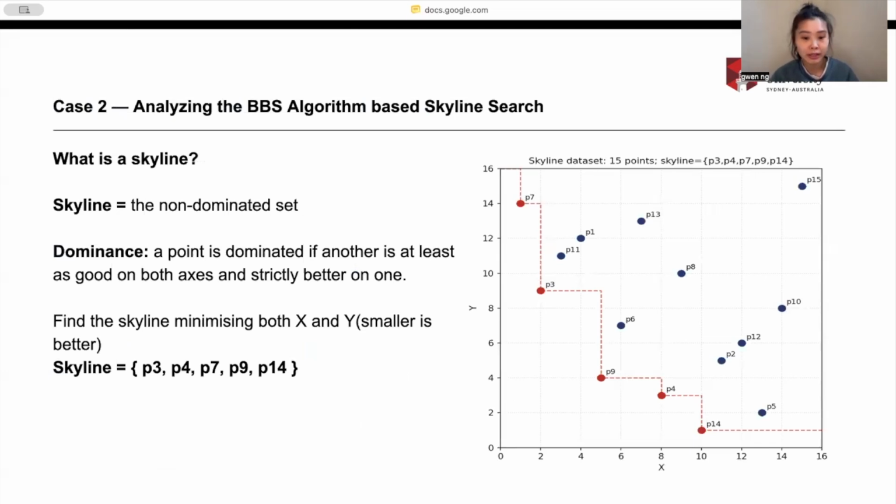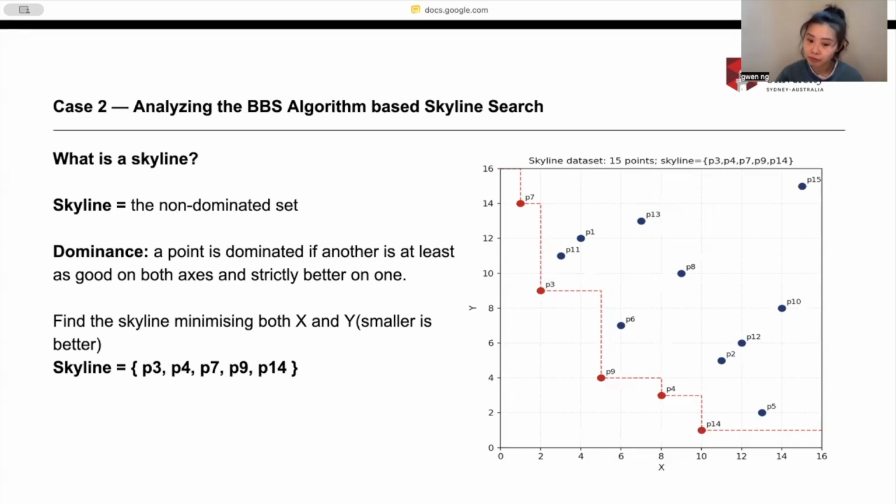Moving on to case 2, the skyline. So what is a skyline? Skyline is what we call a non-dominated set. The key idea is dominance. A point is dominated if some other point is at least as good on both axes, and strictly better on at least one. So we are looking for the points that minimize both x and y, so the smaller the better. Anything that isn't dominated by something else stays in the skyline.